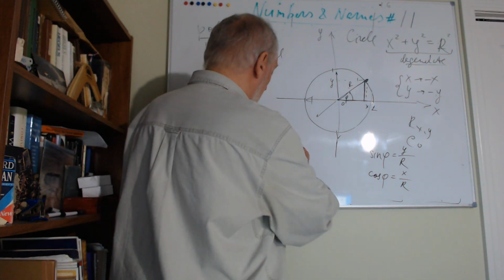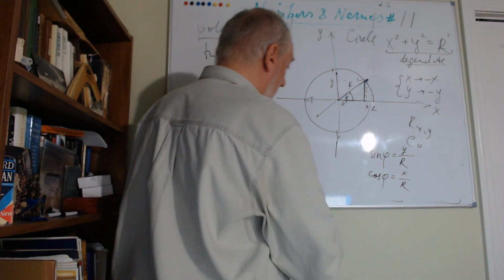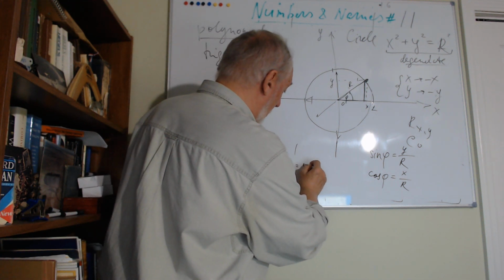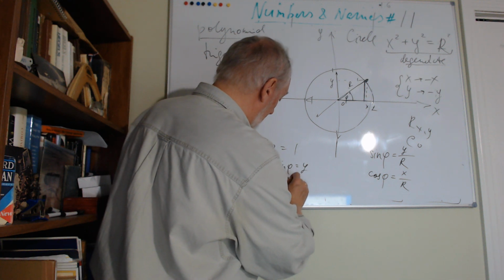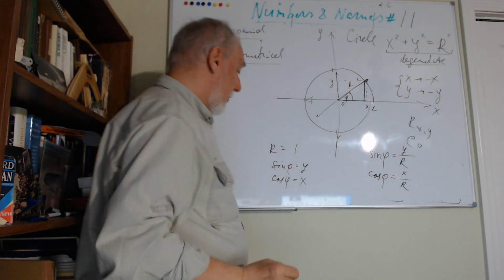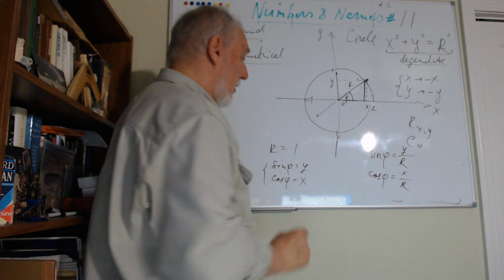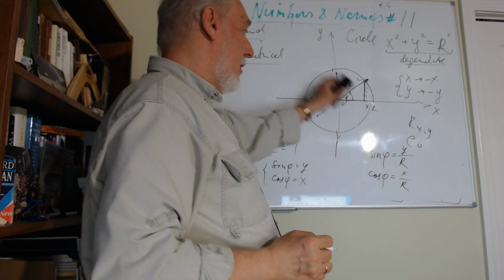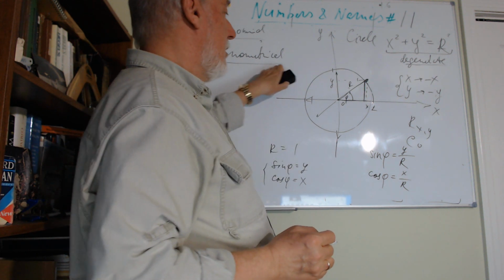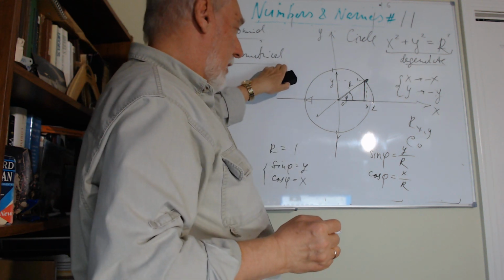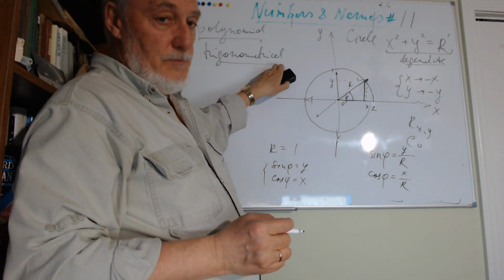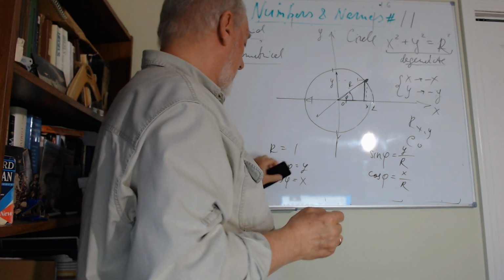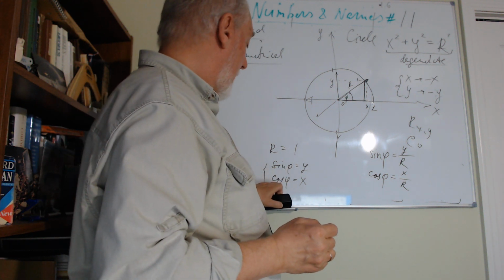For r equals 1, sine phi equals just y, and cosine phi equals just x. This is a definition of the functions, actually. And they are very important in so-called trigonometry, the science that goes about triangles, how to define the different sides of triangles, and a very, very important thing in mathematics. So sine phi and cosine phi.